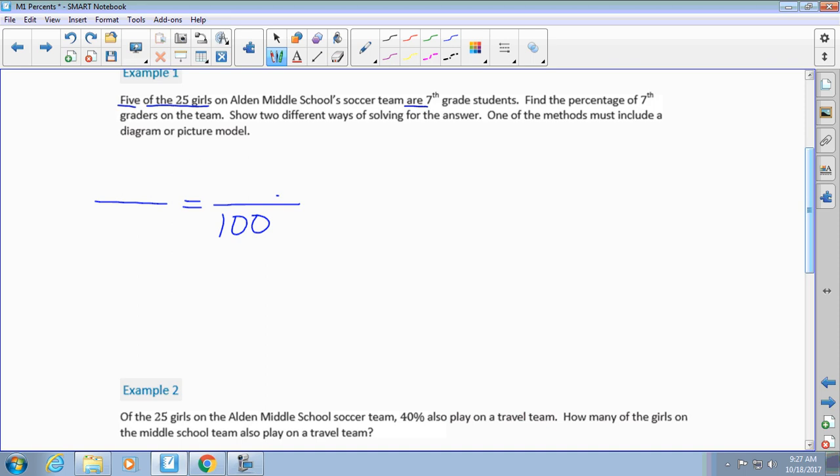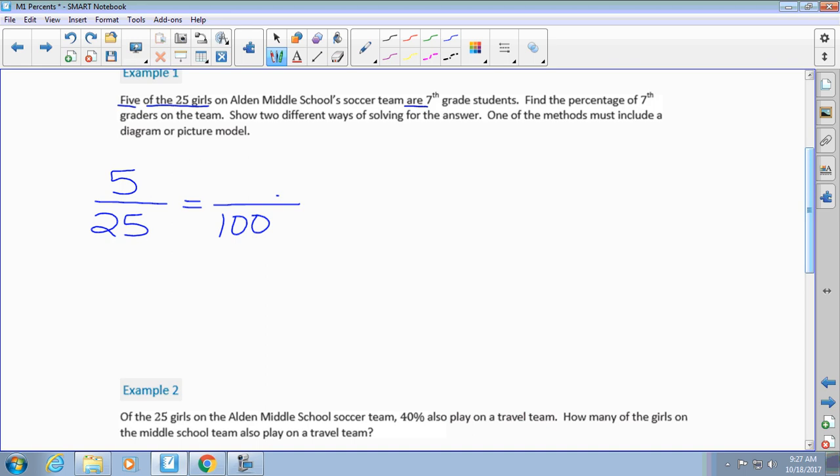Where would the 5 go? What do you think, Will? In the numerator spot. Very good, the numerator spot right here. So we know that's the partial amount, right? What's the total amount of girls? I'm coming over to Tim. The total number of girls on this team? 25. Very good. So it says of 25 girls. Does everybody see that keyword there? That's your clue that that's the total amount.